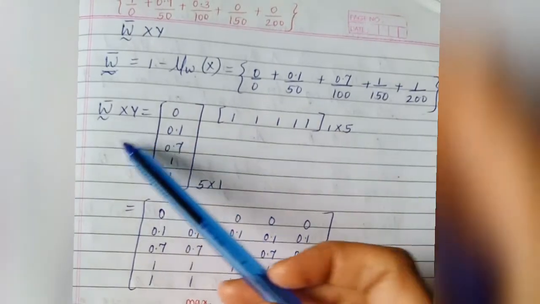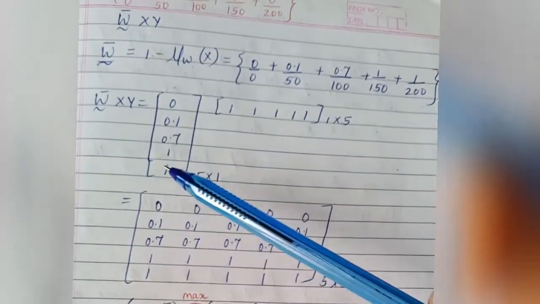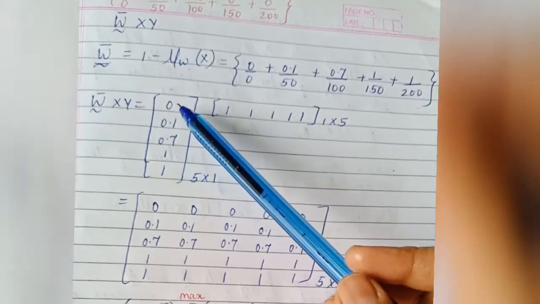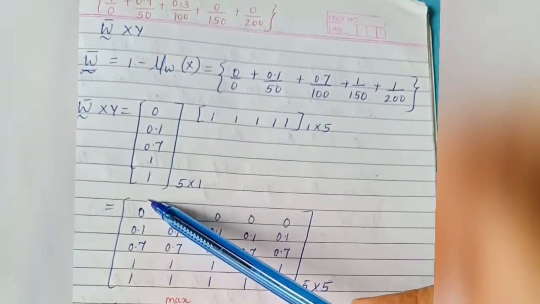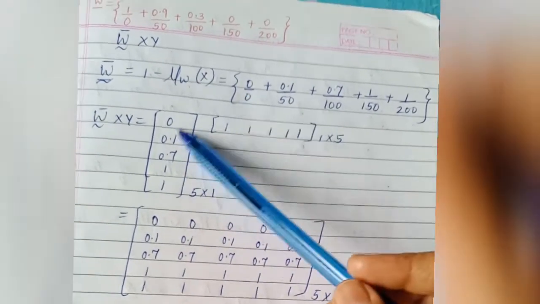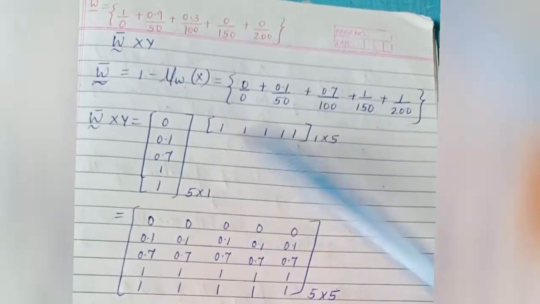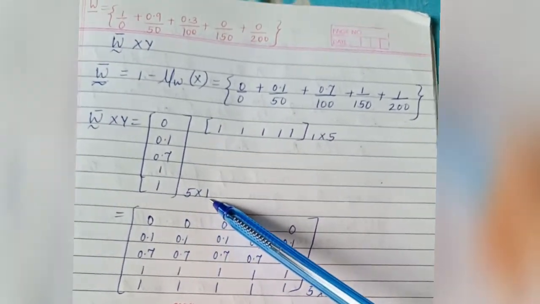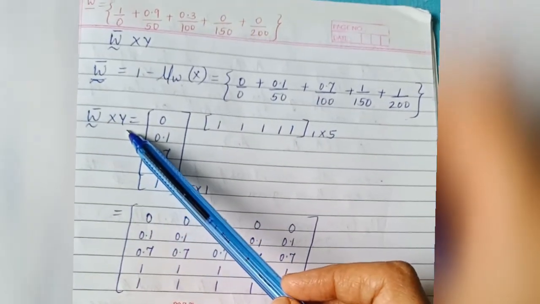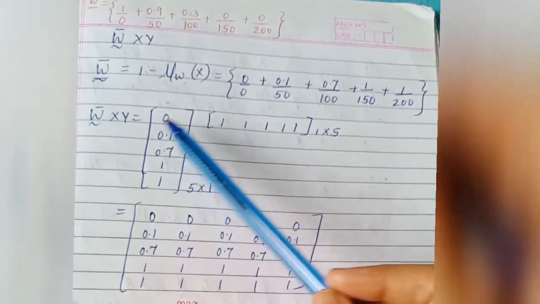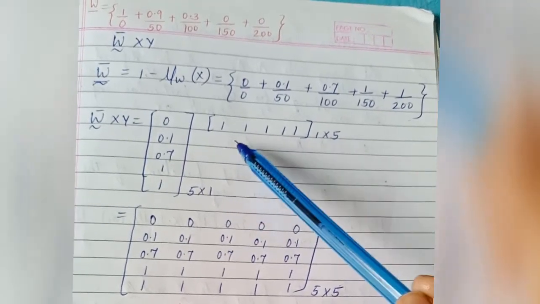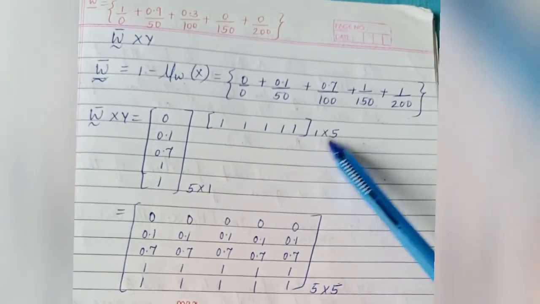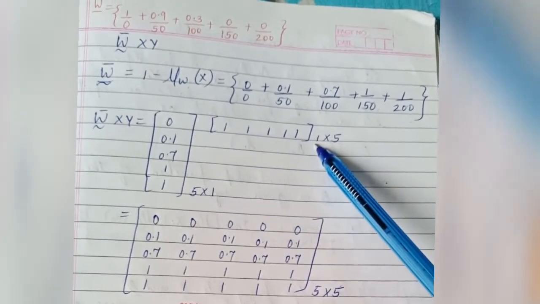Now let's calculate W complement Cartesian product Y. For this, consider the W complement set and the Y set. Write the W complement set in column vector form, that is 0, 0.1, 0.7, 1 and 1. So this is the W complement matrix of size 5 into 1. Now the Y matrix is not given, so consider the Y matrix as a whole relation which contains all elements 1. This is of size 1 into 5, that is 1 row and 5 columns.